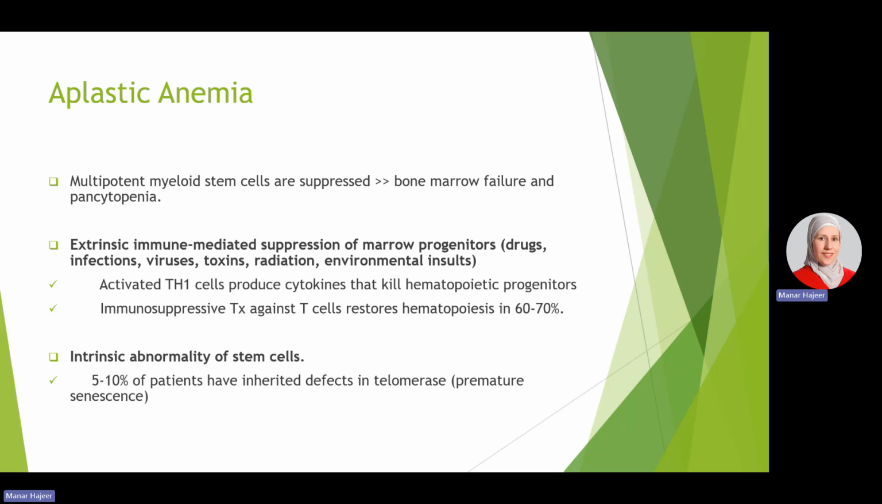But most of the cases of aplastic anemia are attributed to the first cause, which is extrinsic immune-mediated suppression, and the proof is that these patients are treated with immunosuppressive therapy and they respond.